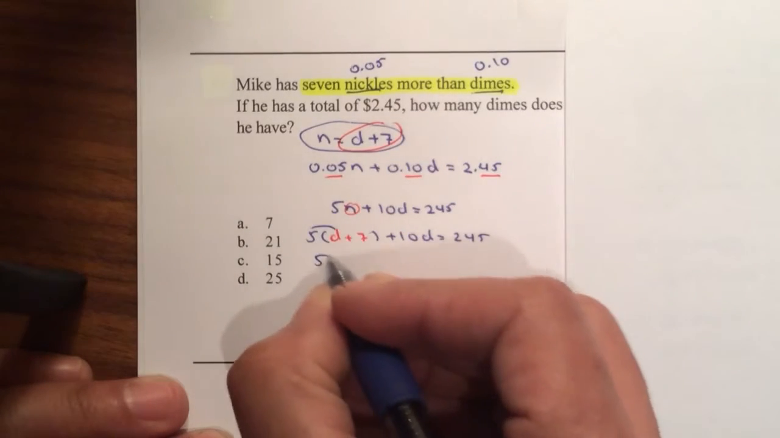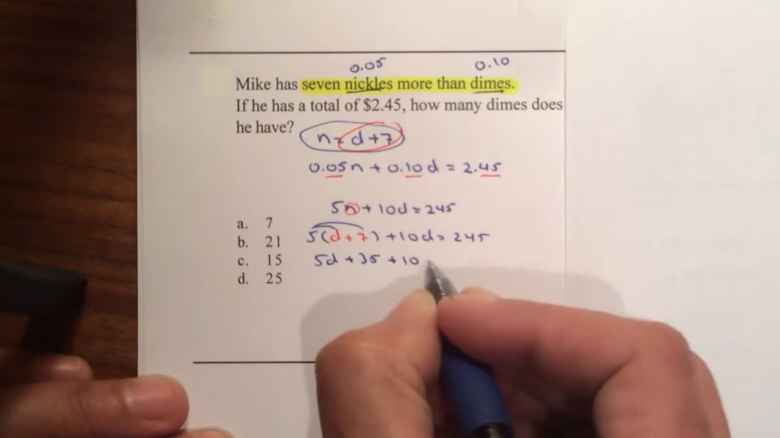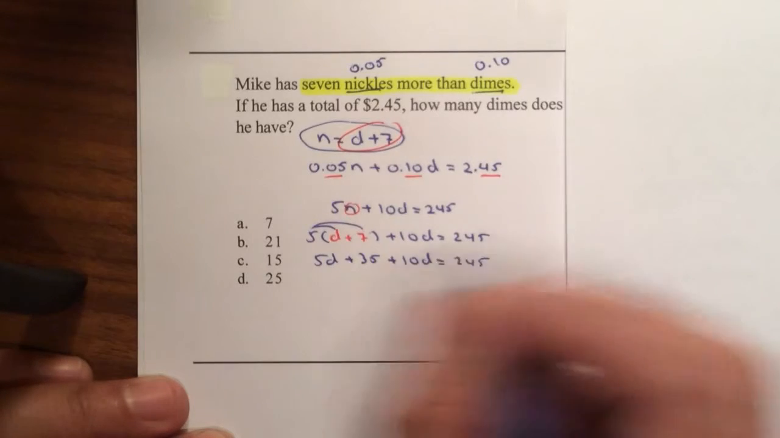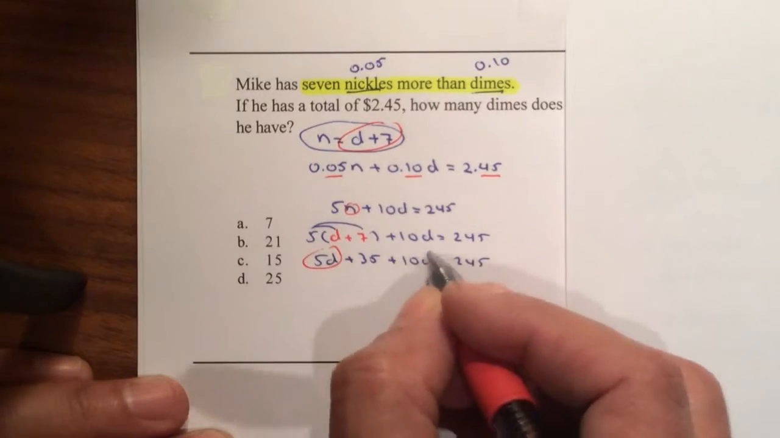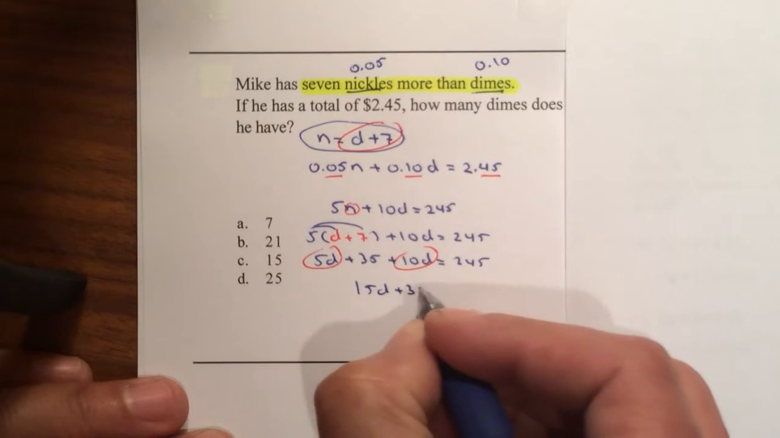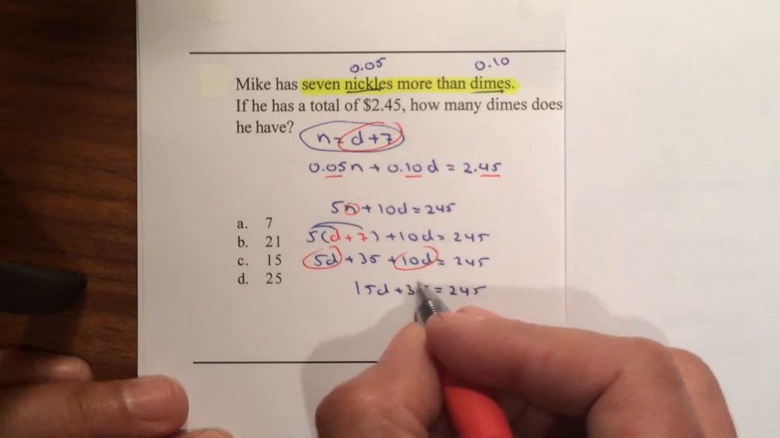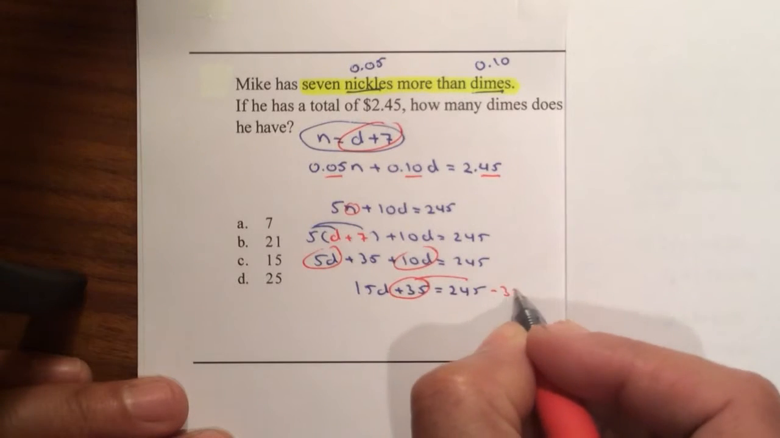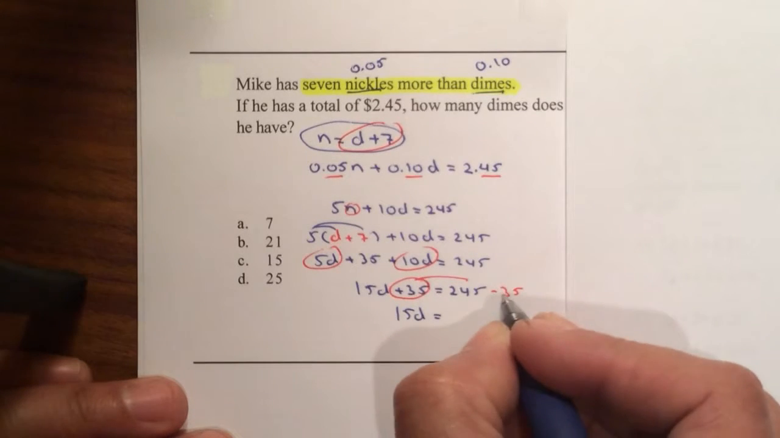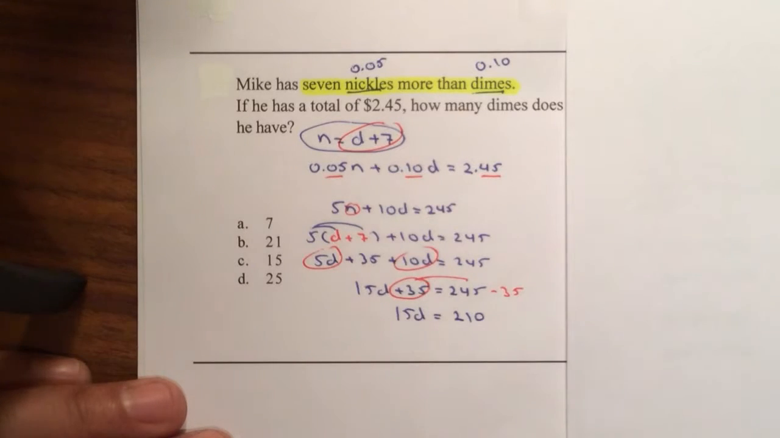And I'm going to substitute the value of n with d plus 7. And that gives me 5d plus 35 plus 10d equal to 245. And from there I can solve for d. Combine like terms. Gives me 15d plus 35 equal to 245. Solve for d, move the 35 to the right because it's positive 35. So it gives me 15d is equal to 245 minus 35, which will give me 210.